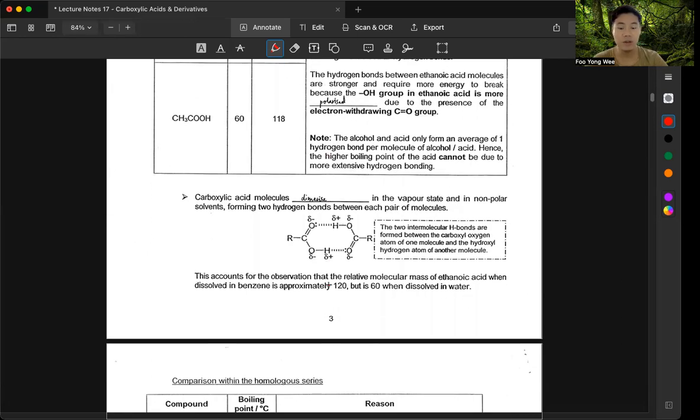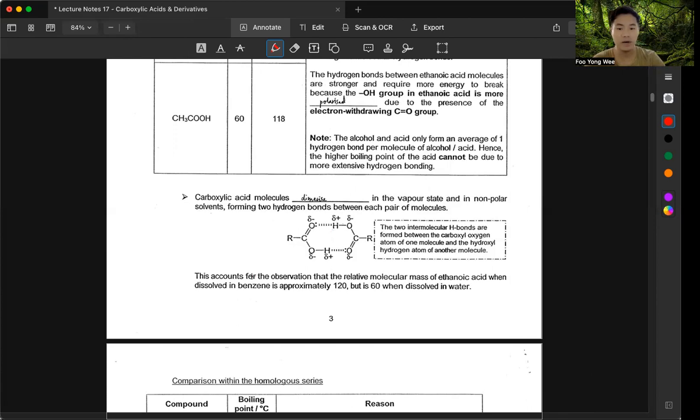Carboxylic acid molecules dimerize in the vapor state and in non-polar solvent to form hydrogen bonds between each pair of molecules. So the 2 intermolecular H bonds are formed between the carboxyl oxygen atom of one molecule and the hydroxyl hydrogen atom of another molecule. So the H of the OH part is forming a hydrogen bond with the O of the C double bond O part.